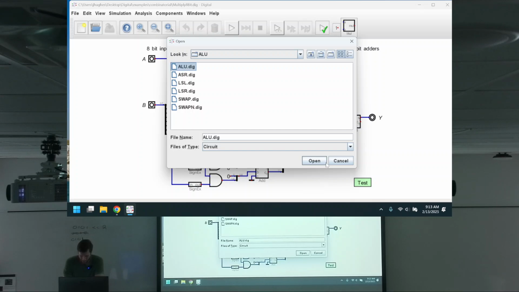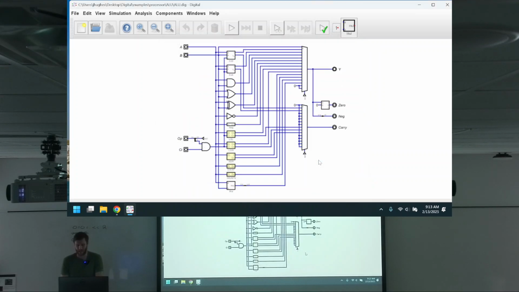I don't know, I'll just go with this one. ALU, open, great. So this is like an ALU, okay? And it's a beautiful design. A, B, opcode stuff, okay?